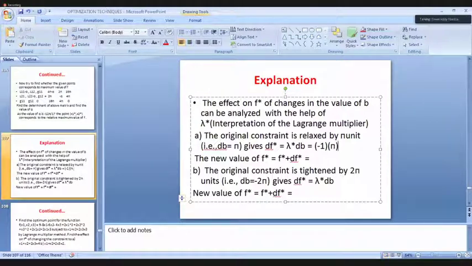Now tell me what is the new value of f star? F star, how much did you get, the maximum value in the last slide? 16 pi. Minus pi. I'm writing it. 16 pi minus pi equals 15 pi. Understood this value? Yes, it is okay, sir.